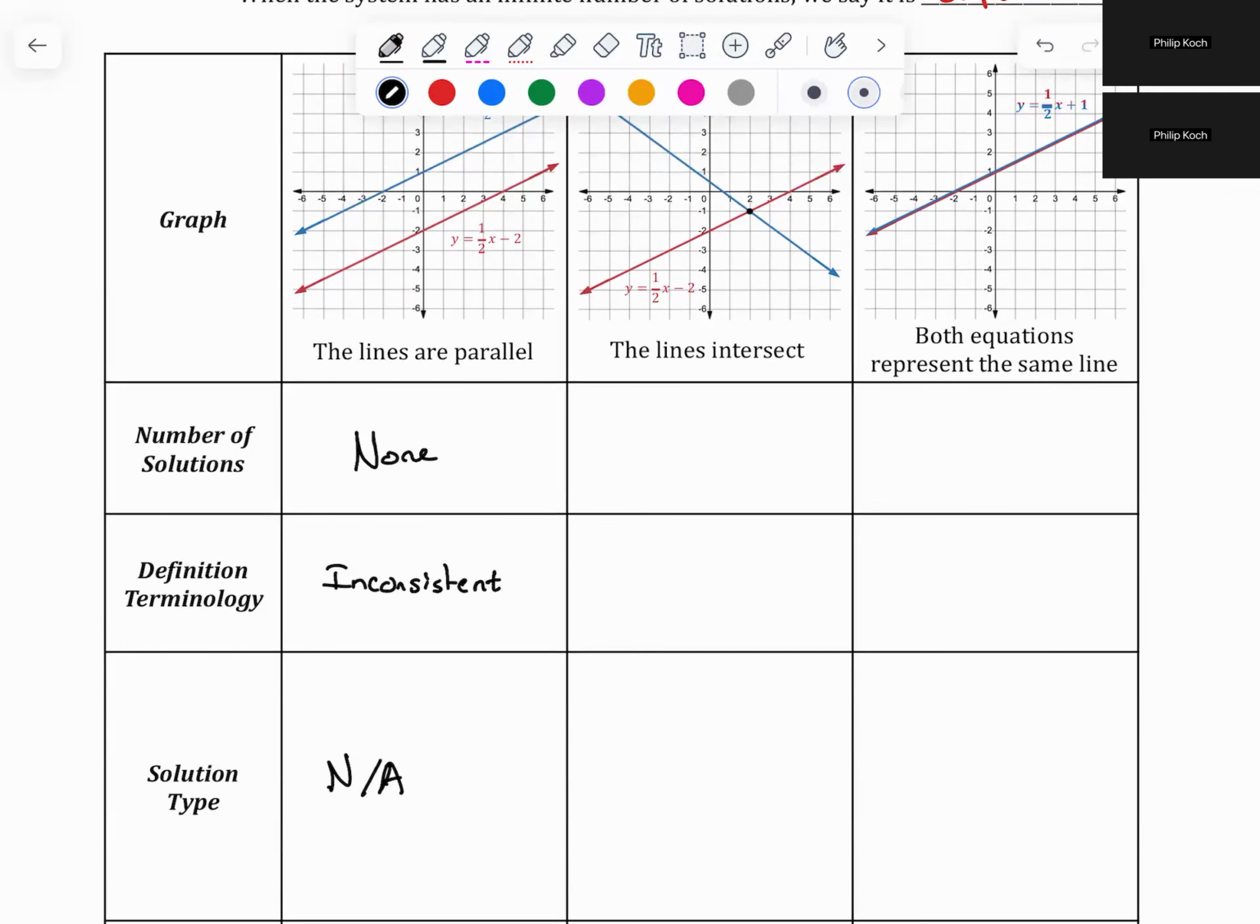Now, the algebra giveaway, I'll get to it in just a moment. You could have the lines intersect. Nice and neat. These two lines are skewed, but they could be perpendicular. As long as they cross through each other, then there's one solution. And so this is a consistent and independent system.